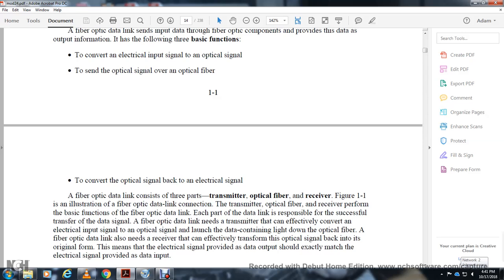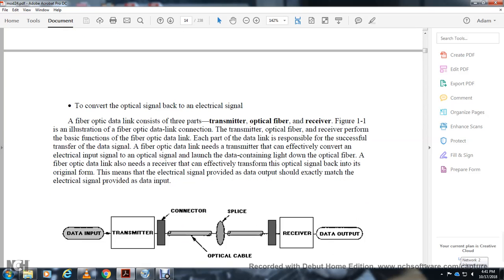A fiber optic data link needs a transmitter that can effectively convert an electrical input to an optical signal and launch the light down the optical fiber. A fiber optic data link also needs a receiver that can effectively transform the optical signal back into the original electrical signal. This means the electrical signal output provided as data output should exactly match the electrical signal provided as data input. Data input, transmitter, connector, optical cable splice, receiver, and data output.